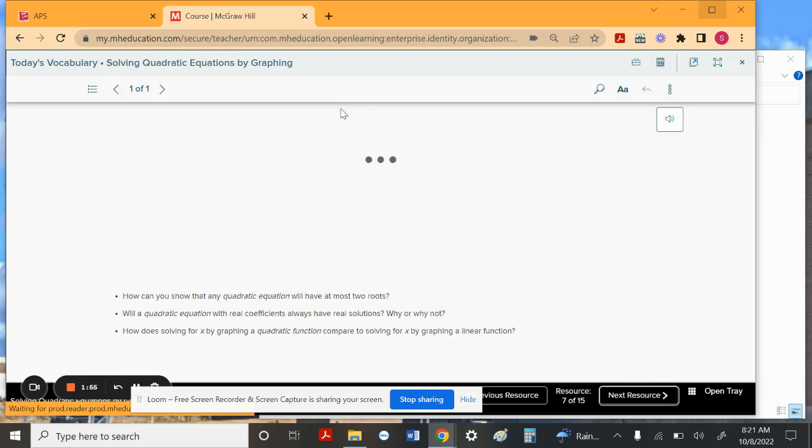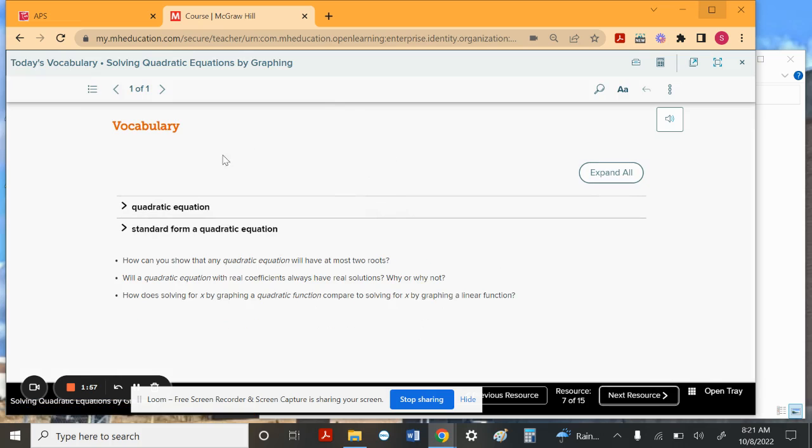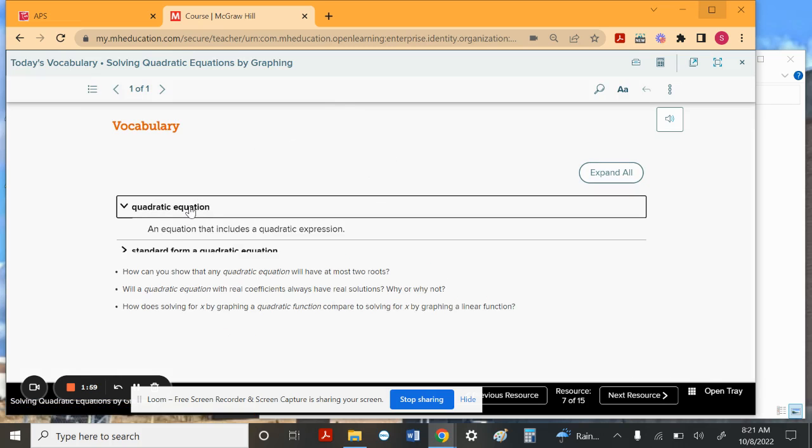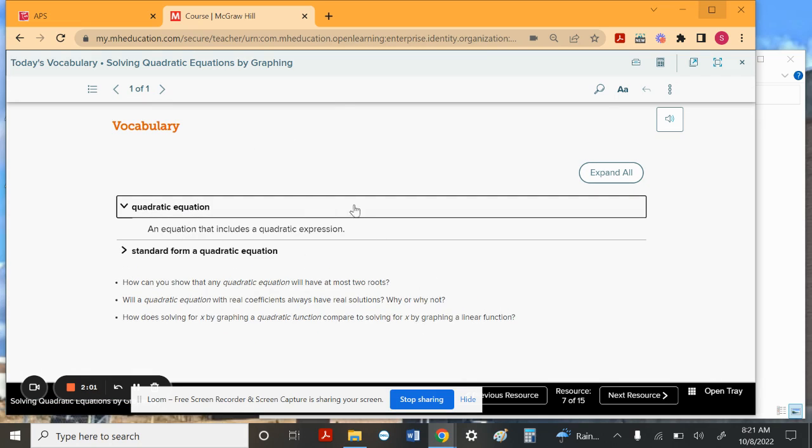So what we need to learn first is some of our vocabulary. Some things that we need to know: what is a quadratic equation? A quadratic equation includes a quadratic expression. What's more important is that it has an x to the second power, an x to the first power, and a constant. But some of those can be 0 except for the x to the second power.